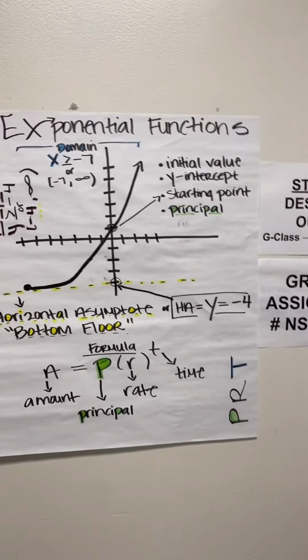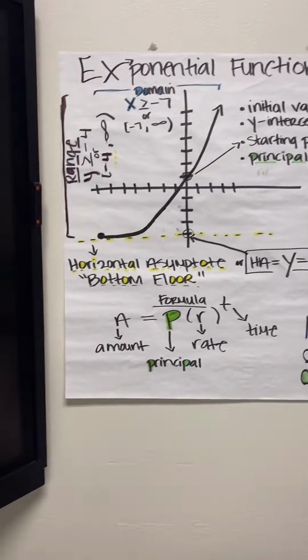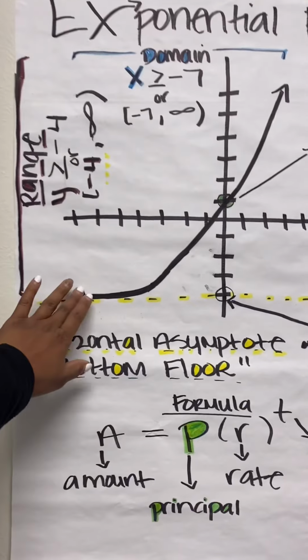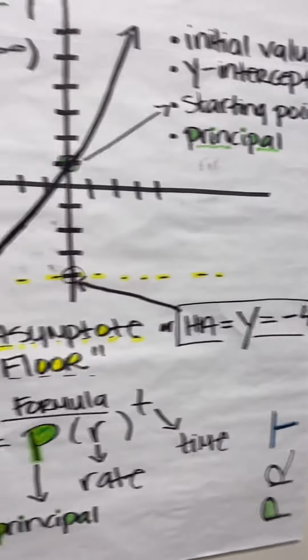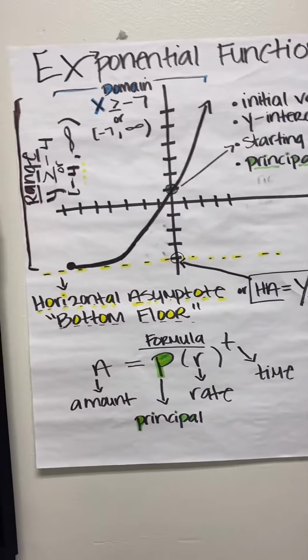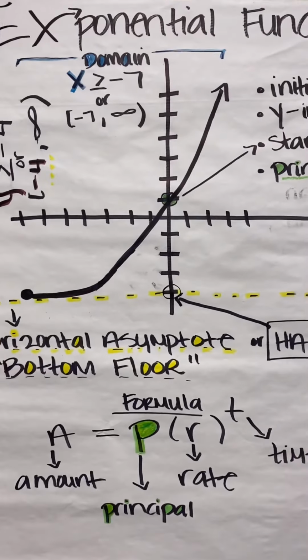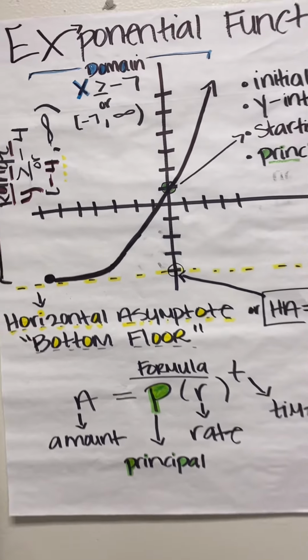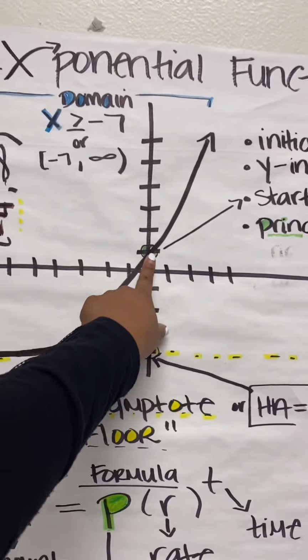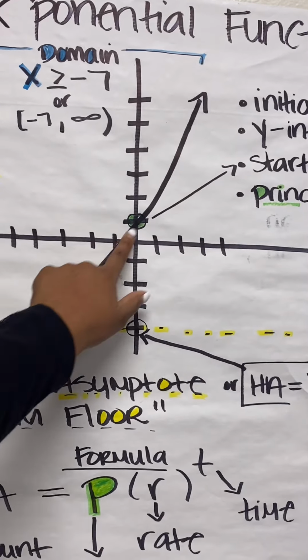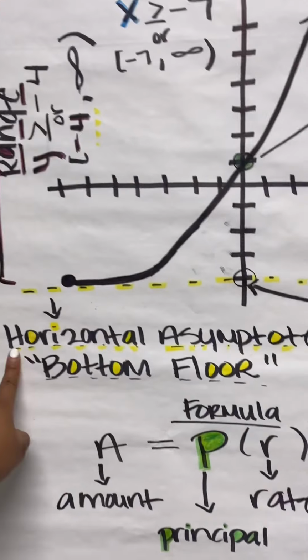So here's an anchor chart of exponential functions. It's just a graph or curve that curves up, okay? And here are some key features or key components of exponential functions. You have your y-intercept, which is where it crosses your y-axis. And this is your horizontal asymptote.